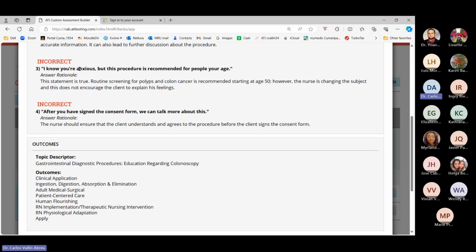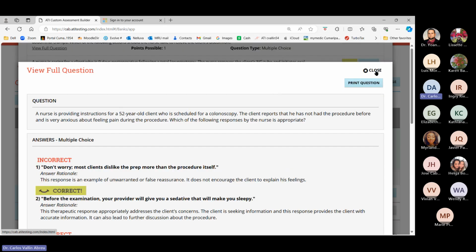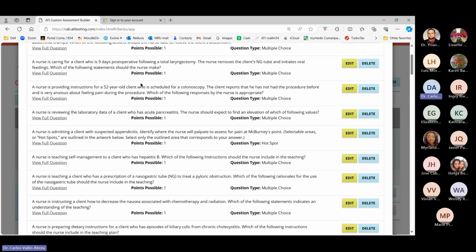Let's see this. "I know you are anxious, but this procedure is recommended for people your age." It's true, but this is not a solution, because the patient is afraid of the pain. "After you have signed the consent form, we can talk more about this." No, before signing the consent, the clients need to have clarified any doubt. Okay, so no problem. We move. Yes.